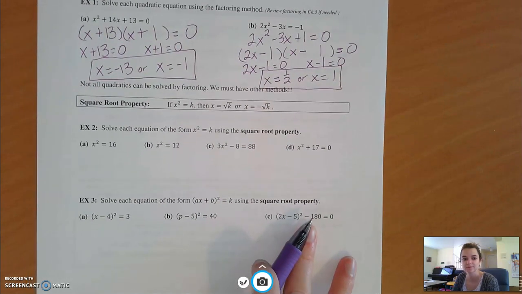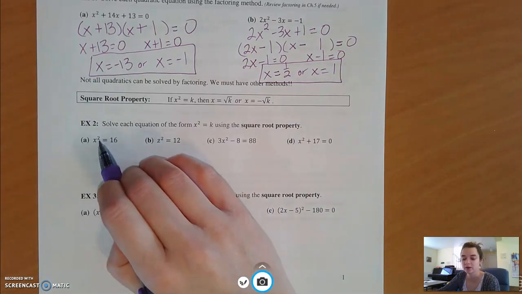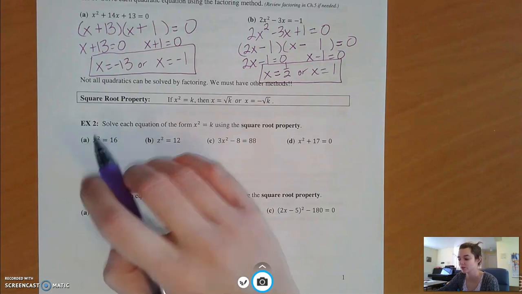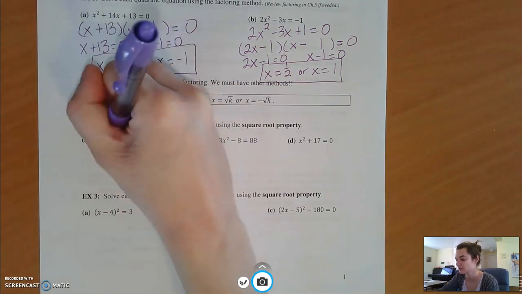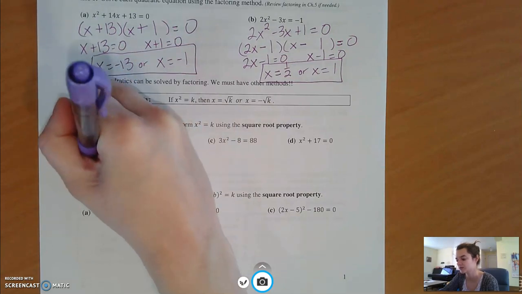Okay, so let's try that. So in example 2, we're going to solve each equation using the square root property. Example 2a, we're going to have x squared equals 16. So to get x by itself, all I need to do is get rid of the squaring. The opposite of squaring is square rooting. So I'm going to take the square root of both sides. So the square root of x squared is just x.